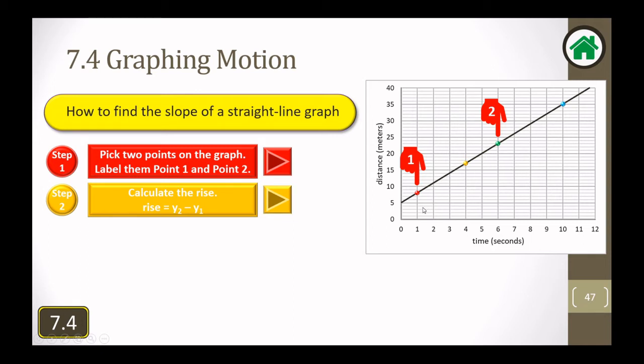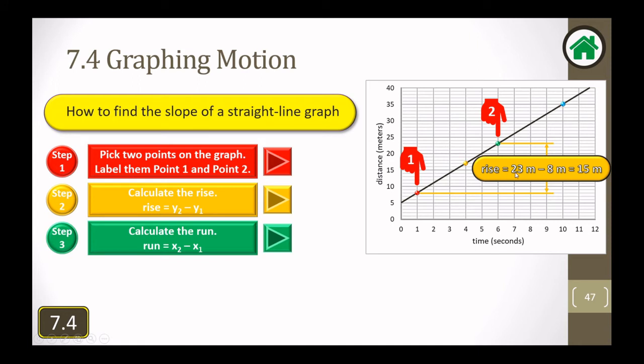Now the next step is going to be to calculate the rise. And when I say the rise, I mean how much does this line climb up vertically between these 2 points? In other words, what's the vertical difference between point 1 and point 2? So to find the rise, I would take the y-coordinate of point 2, which looks like it's going to be 23, and I would subtract the y-coordinate of point 1, which looks like it's going to be 8.